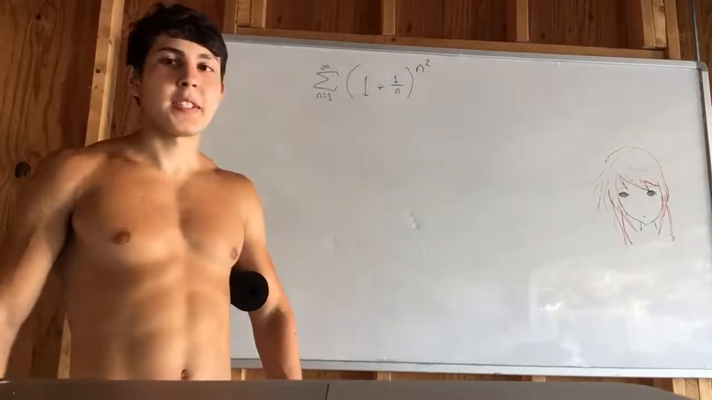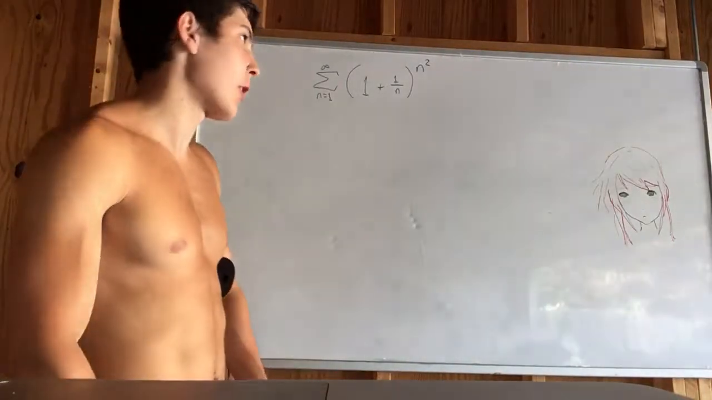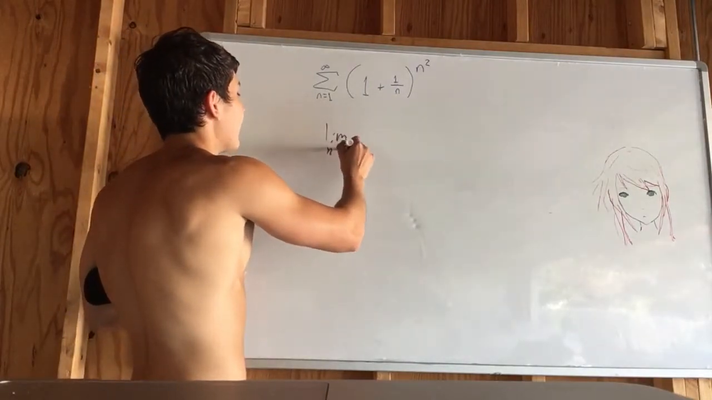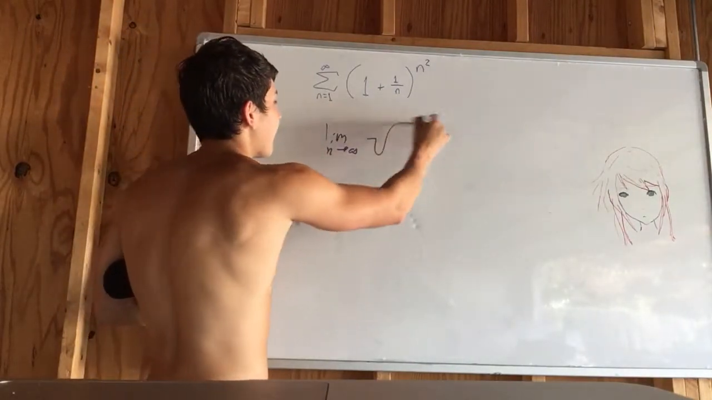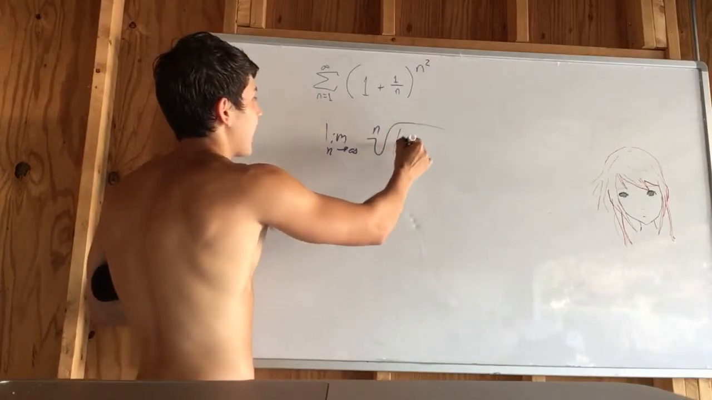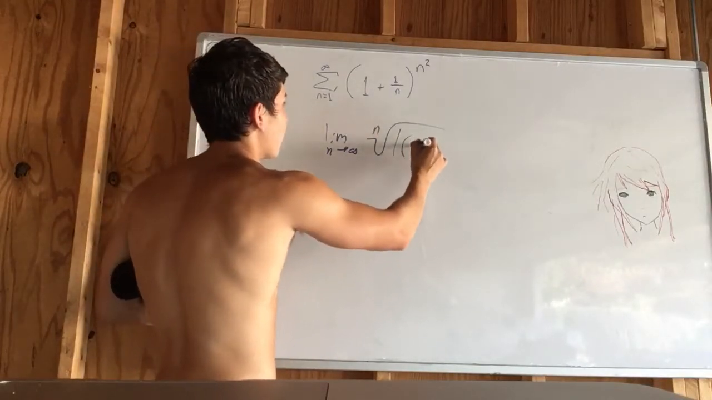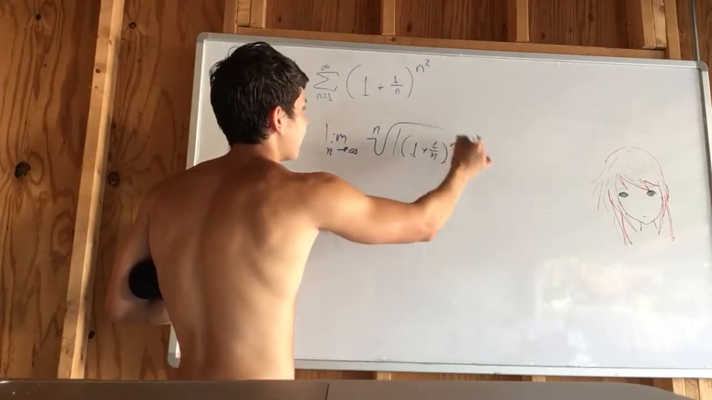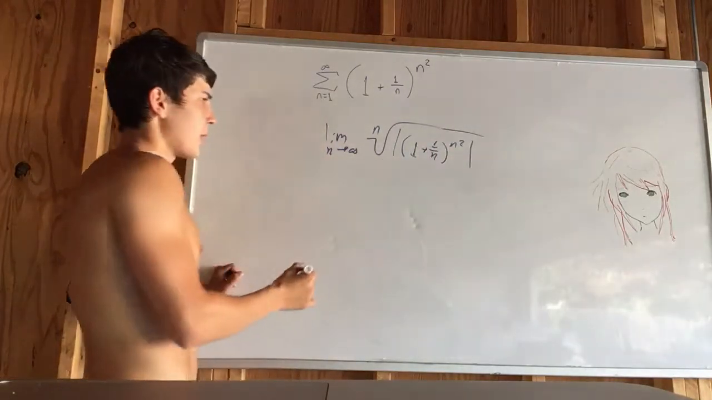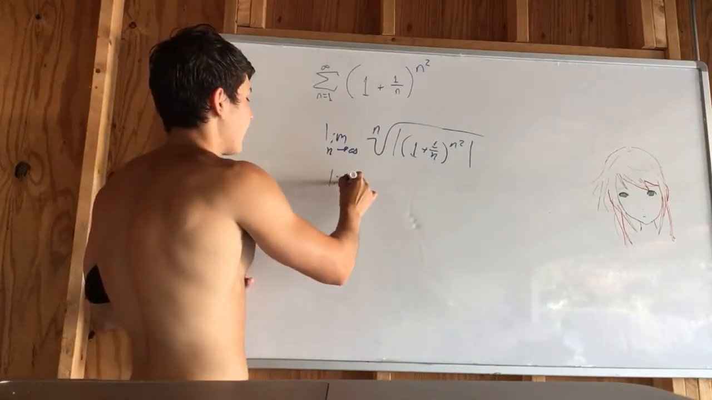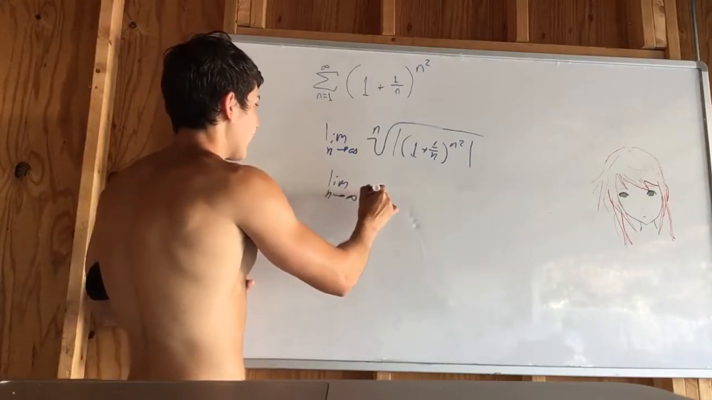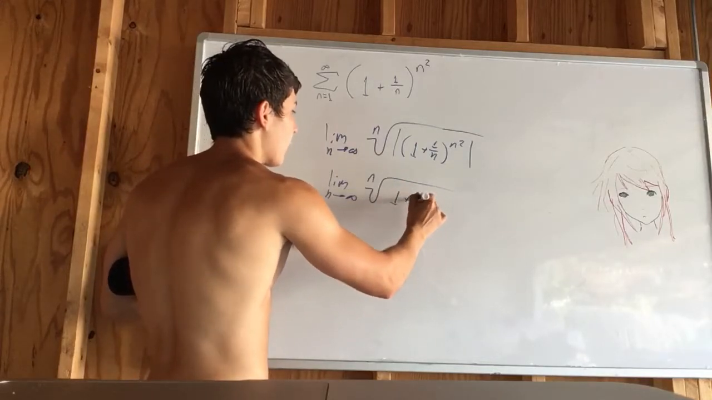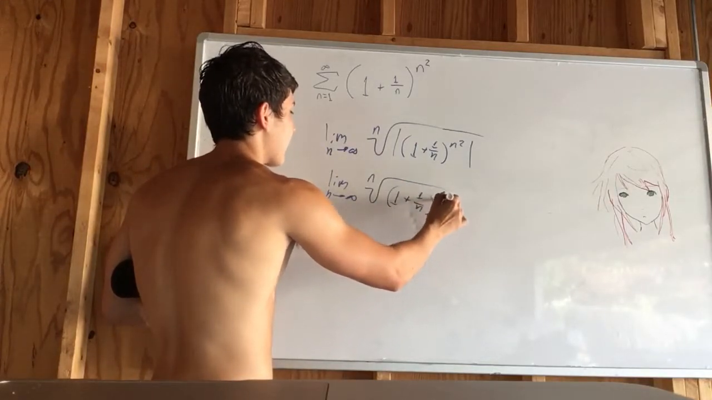We're going to use a root test to determine whether this series is convergent or divergent. So we take the limit as n approaches infinity of the nth root of the absolute value of a sub n, which is 1 plus 1 over n to the n squared. We can drop the absolute values since this is going to be positive anyway. Limit as n approaches infinity of the nth root of 1 plus 1 over n to the n squared.